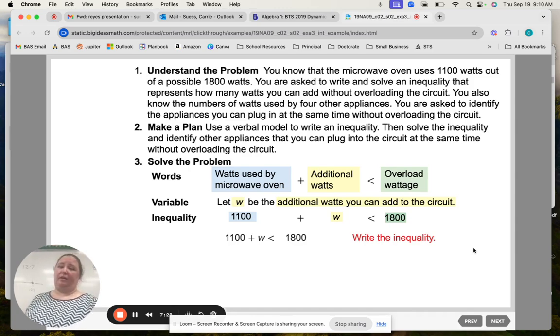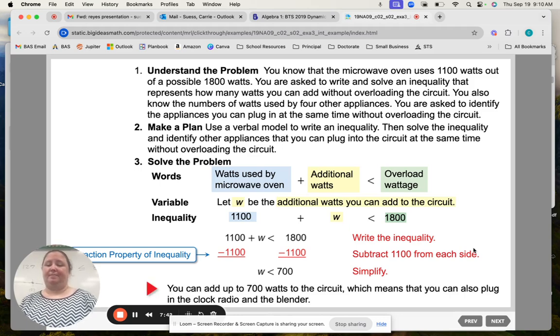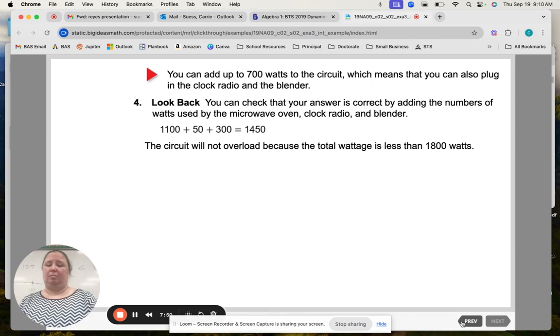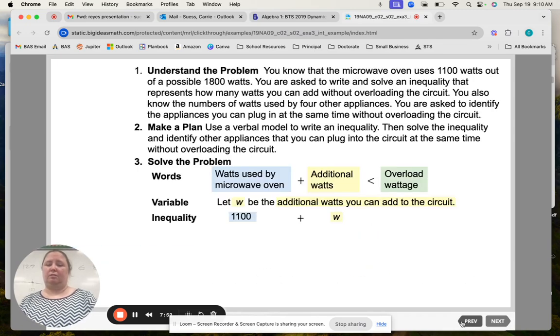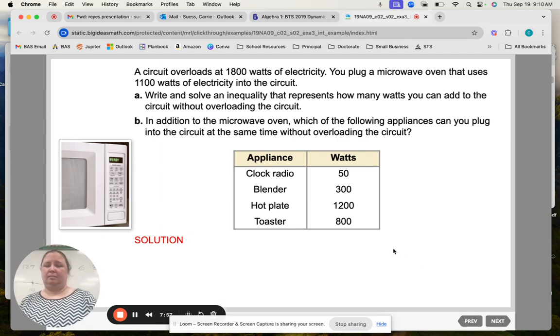So now we need to figure out, of all the other things we had to plug in, how much wattage do we have left to use? 700. So we're going to subtract 1,100 from both sides. 700. And the wattage has to be less than 700. That means you can also plug in what? Let me go back to the little chart. It's the radio, which is 50, and then the 330 is the blender.